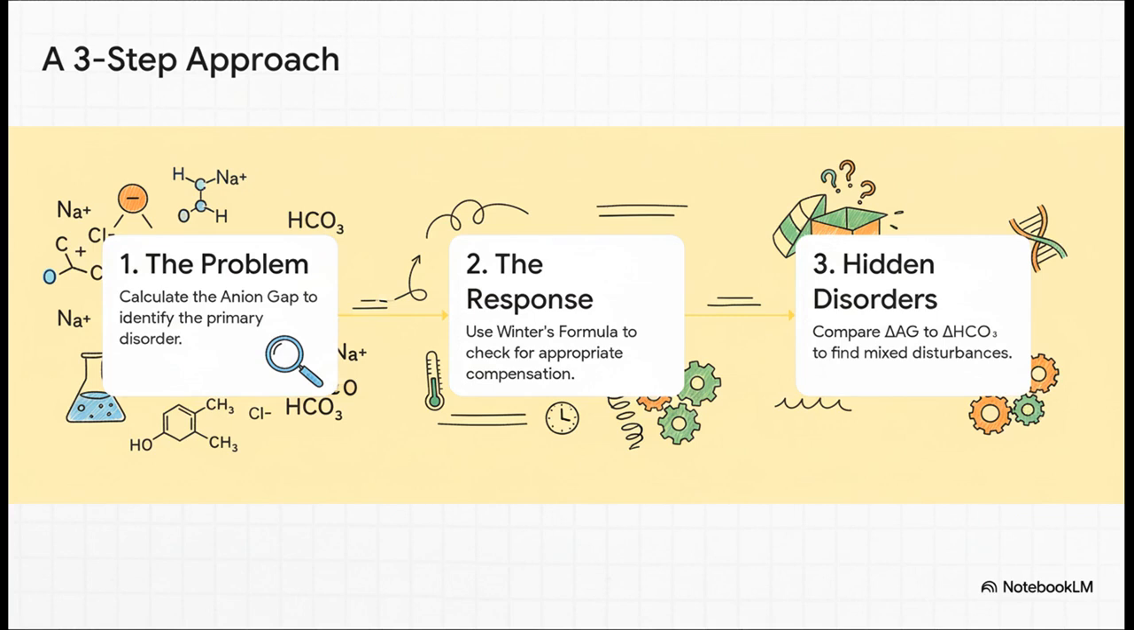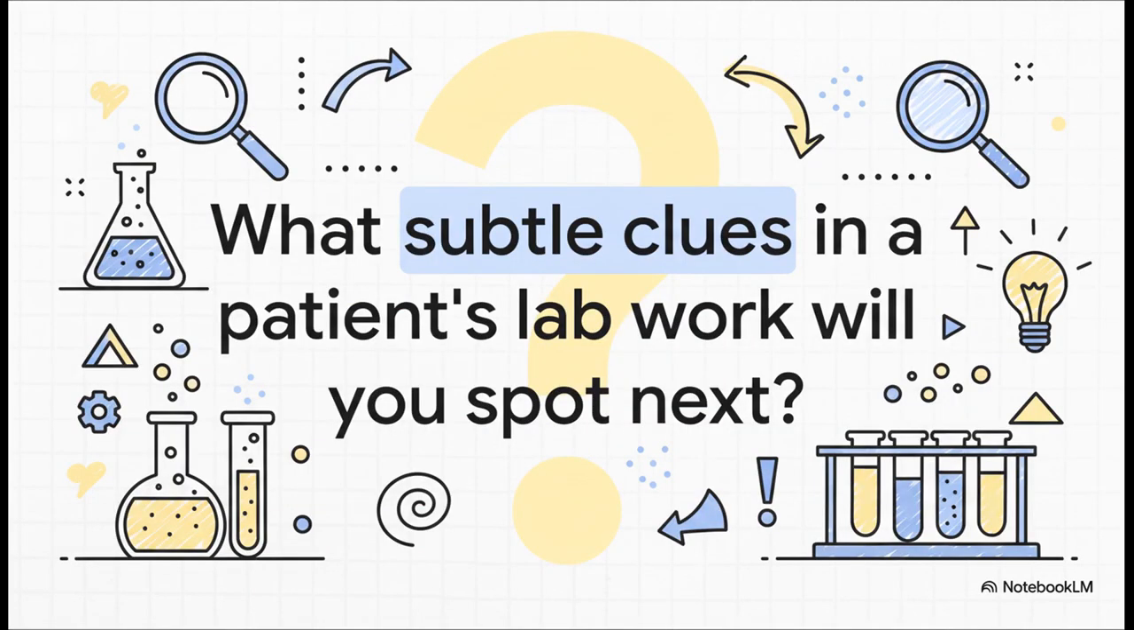Step 2, assess the body's response with Winter's formula. And step 3, hunt for those hidden disorders using the delta-delta. If you follow this sequence, you can confidently take on pretty much any acid-base problem that comes your way. So I'll just leave you with this one final thought. Now that you're armed with this toolkit, what are the subtle clues, the hidden patterns that you're going to spot the next time you look at a patient's lab work?